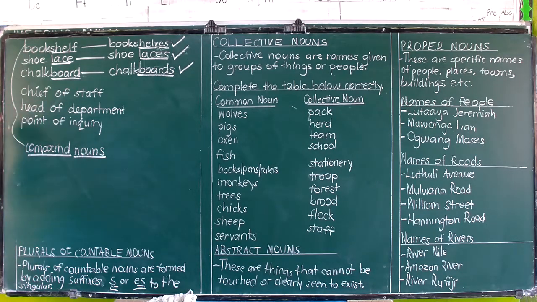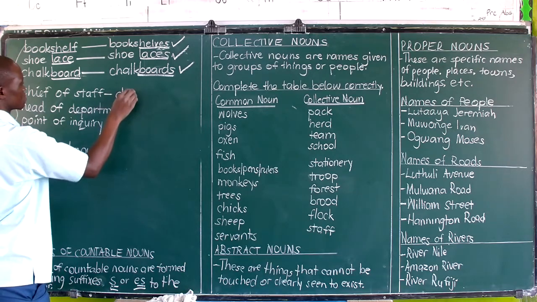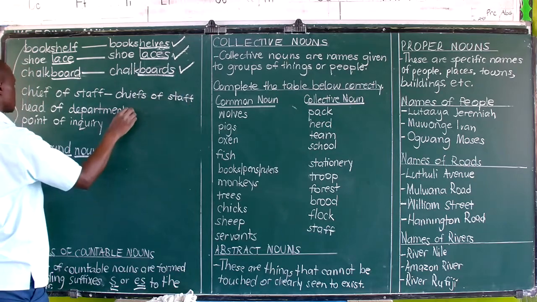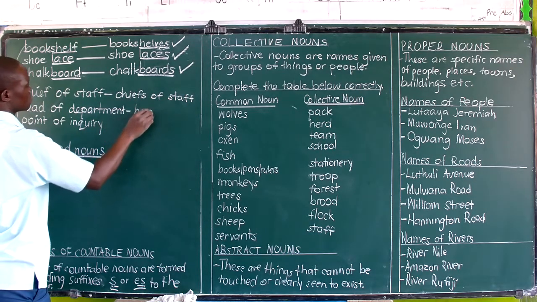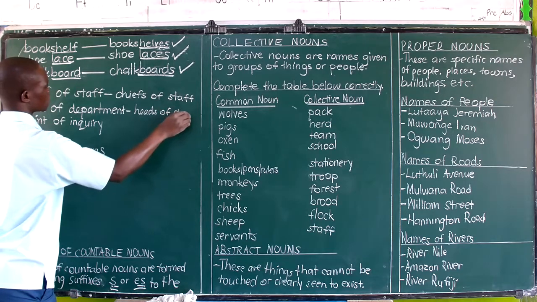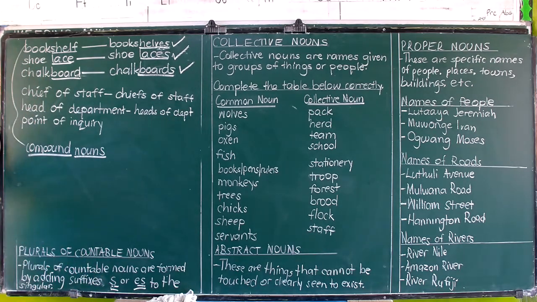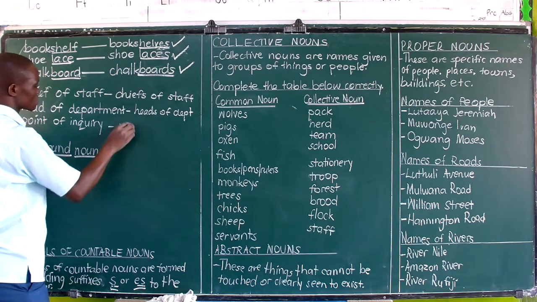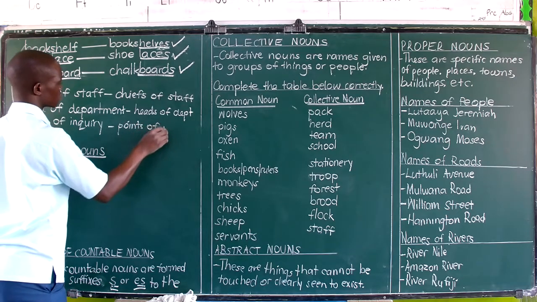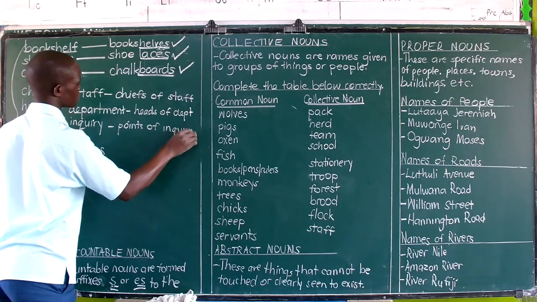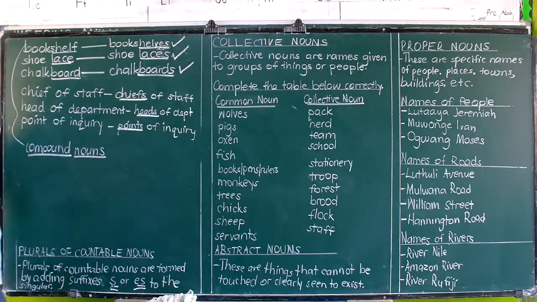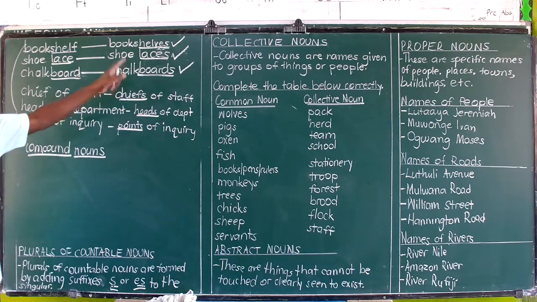Check this, a chief of staff. That is chiefs of staff. Next, head of department: heads of department. Then point of inquiry, the plural is points of inquiry. The difference is that here the emphasis is on the first noun, so we change the first noun to plural. Here, the emphasis is on the last noun. That's why we change the last noun to plural.